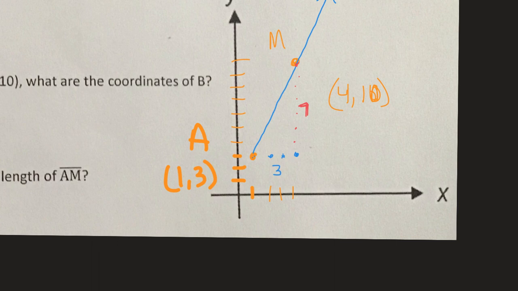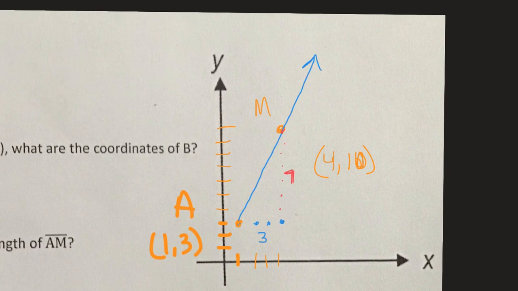So if I want to continue on to the other endpoint, I have to do another triangle that has a right distance of 3, because it has to be equal. So if I go 3 units to begin with, I have to go 3 units again. And how many units up? 7 units up.